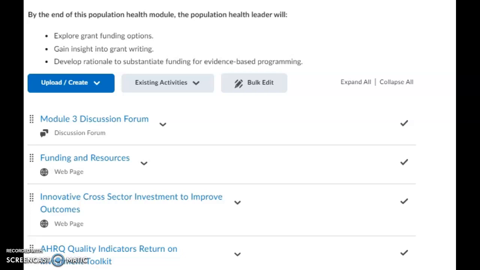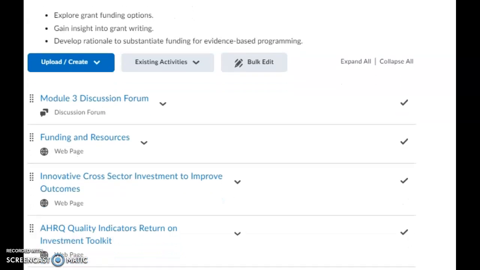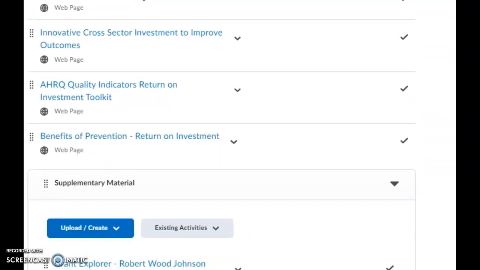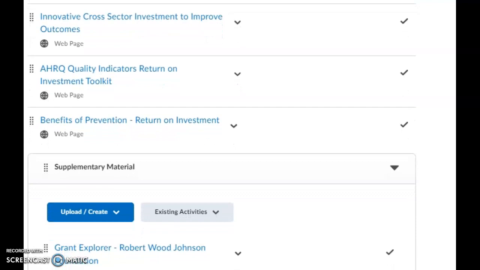Our focus for our first discussion board across Module 3 will be on AHRQ quality indicators as well as return on investment. Whereas when we move into the discussion board for the second week in Module 3, our focus will be on grant funding sites. You will be asked to explore grant requirements for at least one grant.